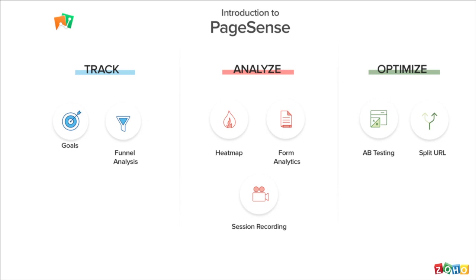You can track your visitors using the funnel analysis and goals, and you can analyze your visitor behavior using 3 features: Heatmap, Form Analytics, and Session Recording. With all these inferences and your hypothesis, you can optimize your website using A/B testing and split URL testing.